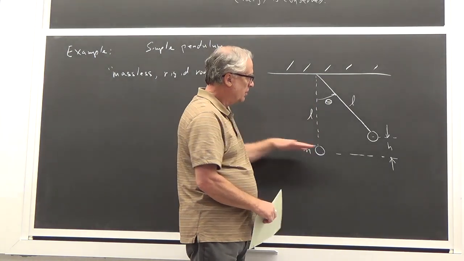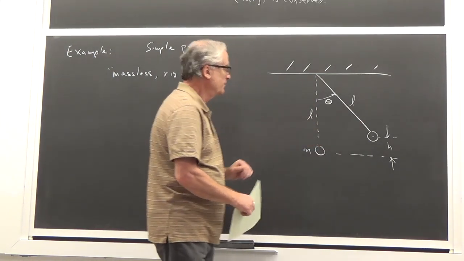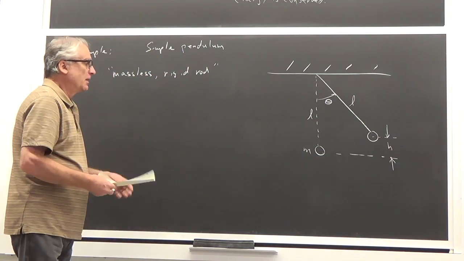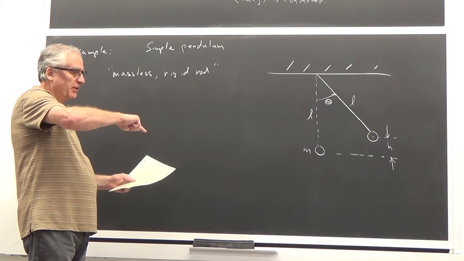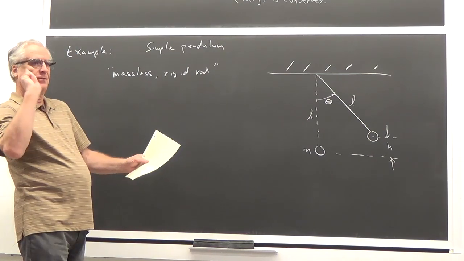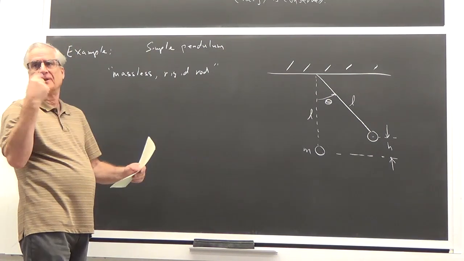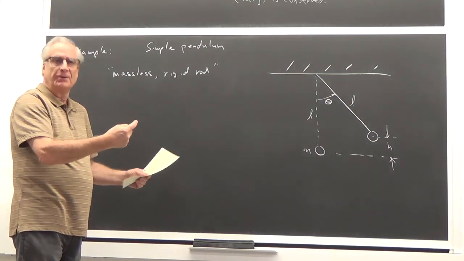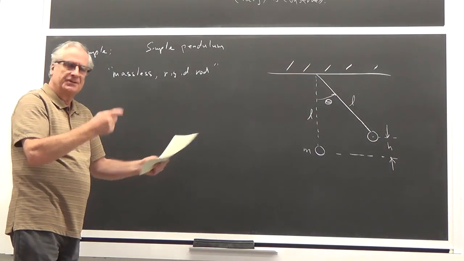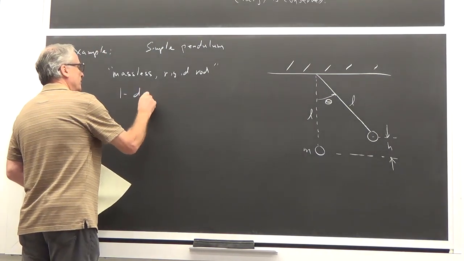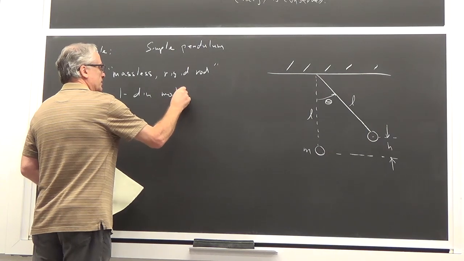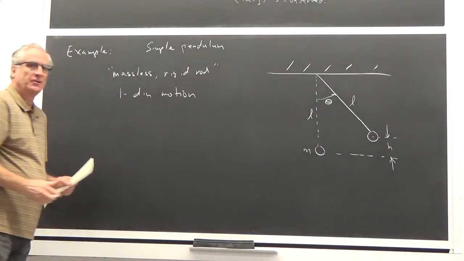The motion is all in the angular direction, and in particular, I'm only going to consider the motion in a plane. I'm not going to consider the fact that the pendulum could go around in a circle like this. We can analyze that too, but let's keep things simple for now. So let's do one-dimensional motion. Just motion in the plane of the blackboard.